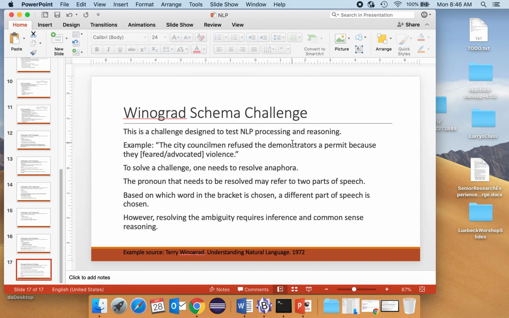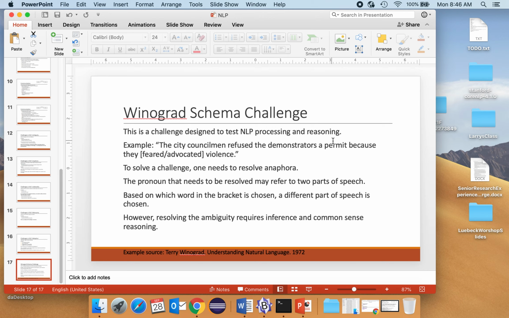So let's pick one sentence. The city councilmen refused the demonstrators a permit because they feared violence. So who feared violence? The demonstrators or the city councilmen? Well, since the permit was denied, presumably based on our knowledge about the way the world works, we would assume that they refers to the city councilmen.